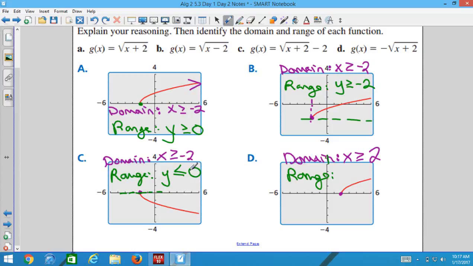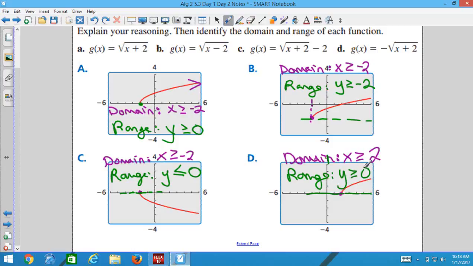And how is graph C different than the other three graphs? It's negative. What's this thing called? Reflection. Remember when we did transformations and we talked about reflection, stretch and shrink and translating? We're doing that again. All right, D, range. We're talking about the y value. So the lowest to highest, what's the lowest y? And then it goes above that. So y is greater than or equal to 0.